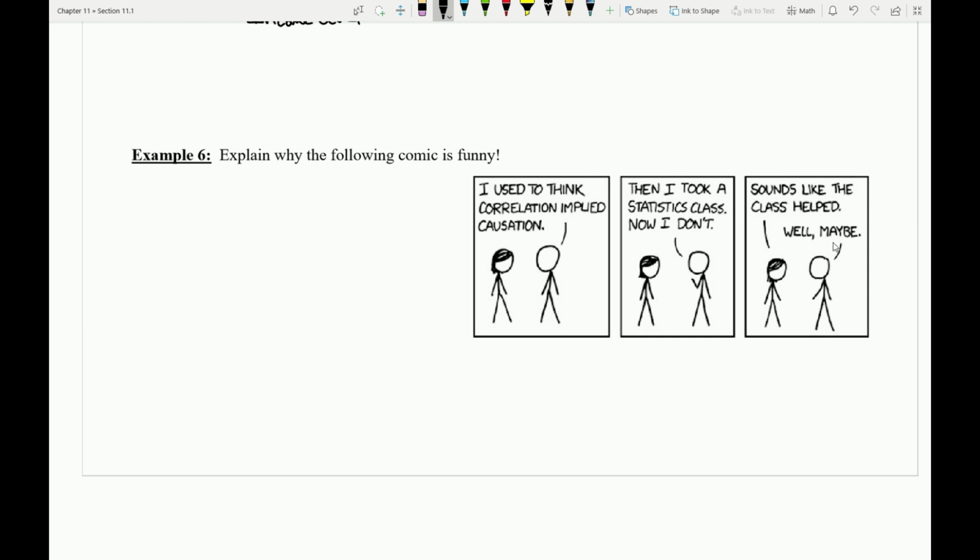Do you get why it's funny? What you'll notice is that this person over here at the left is actually making the fallacy of assuming that because two things happened around the same time, one caused the other. So notice that the person at the left is saying, oh, I get it. You took a stats class, and now you don't think that correlation implies causation. I get it. The stats class is what caused you to change your mind. So sounds like the class helped.